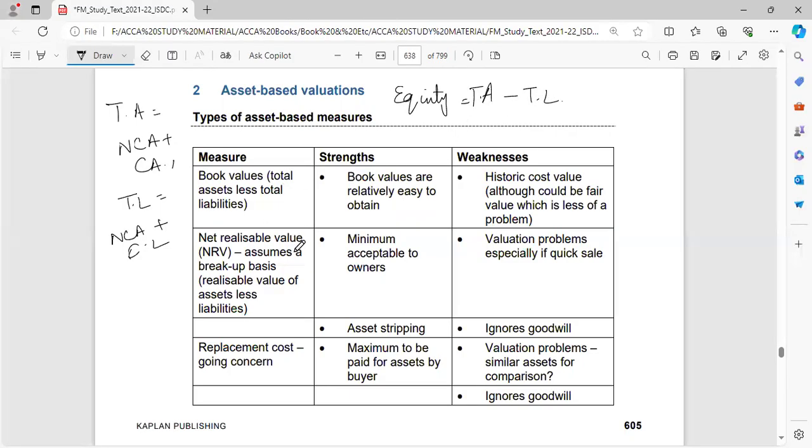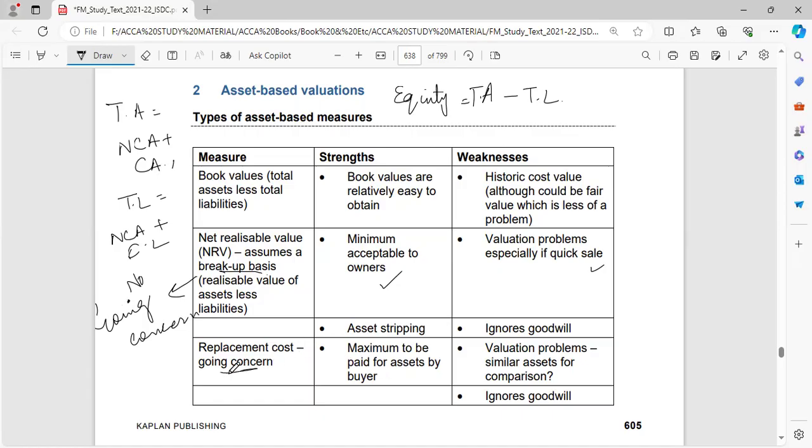Next one is net realizable value. We also call it breakup basis. Suppose we are not expecting that this organization can continue for the next accounting period, or this organization has no going concern. So in this case, we will use breakup basis. This will determine the minimum acceptable value for the owners. Valuation problems arise, especially with quick sales. If you want to sell immediately, and you are more willing to sell in comparison with the buyer, definitely you have to sell at a lower price in comparison with the buyer.